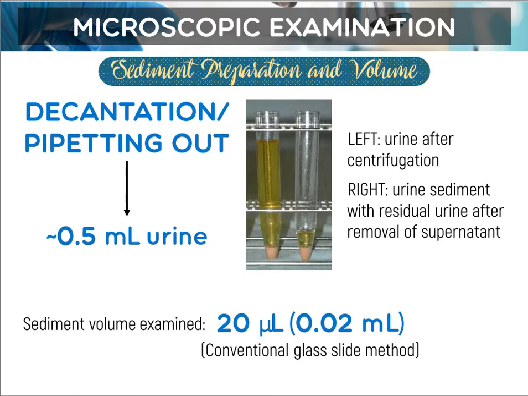Okay, so lantaw nato sa picture, ang left is urine after centrifugation. Okay, so naa na mga formed elements dira sa ilalom. And then right is your urine sediment with residual urine after removal of supernatant. So more or less inana kadaga na ang kailangan nato. Okay, so sediment volume examined is around 20 uL or 0.02 mL, and this is if ginagamit na ang conventional glass slide method.